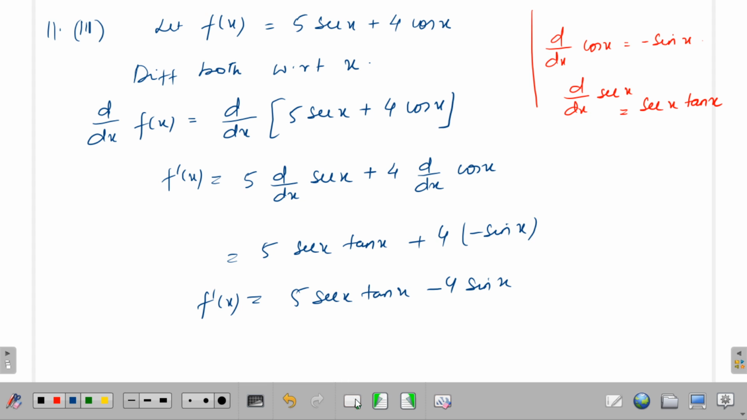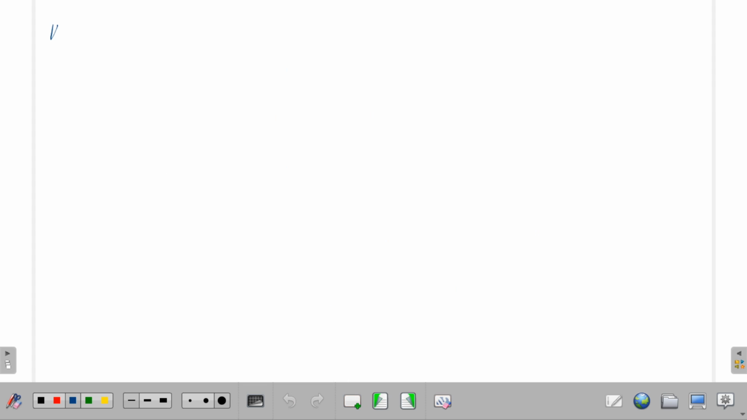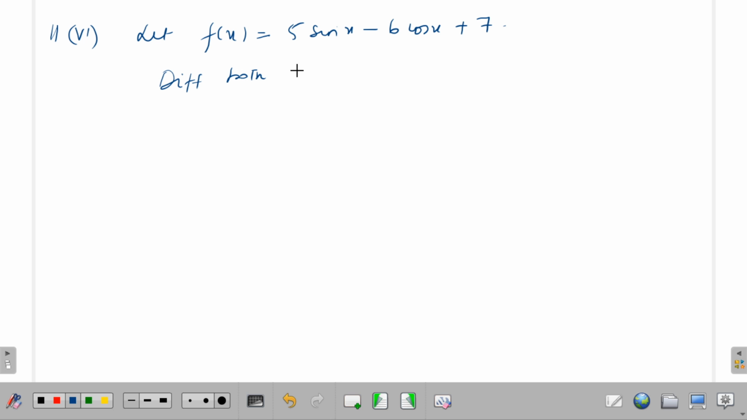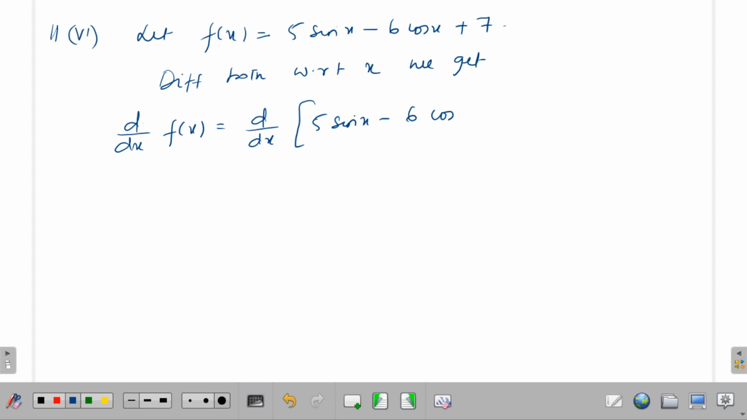All right, let's try to do the next question in a similar manner. Let me just go with 11.6. So again, same thing. Let f(x) is equal to 5 sin x minus 6 cos x plus 7. Again, same thing. Differentiating both with respect to x, I'll be getting d/dx of f(x) is equal to d/dx of 5 sin x minus 6 cos x plus 7, which would be f dash x.